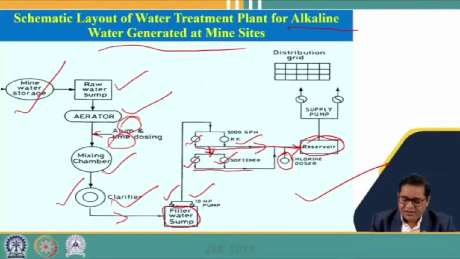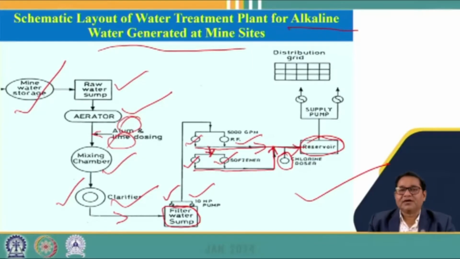And after this hardness is removed, after the entire treatment, the water is taken to the chlorination process, where chlorine is added for disinfection of water. So this will disinfect all the microbes and pathogens present in the mine water. And after this treatment, the entire water that is stored in the reservoir will be supplied to the distribution network.